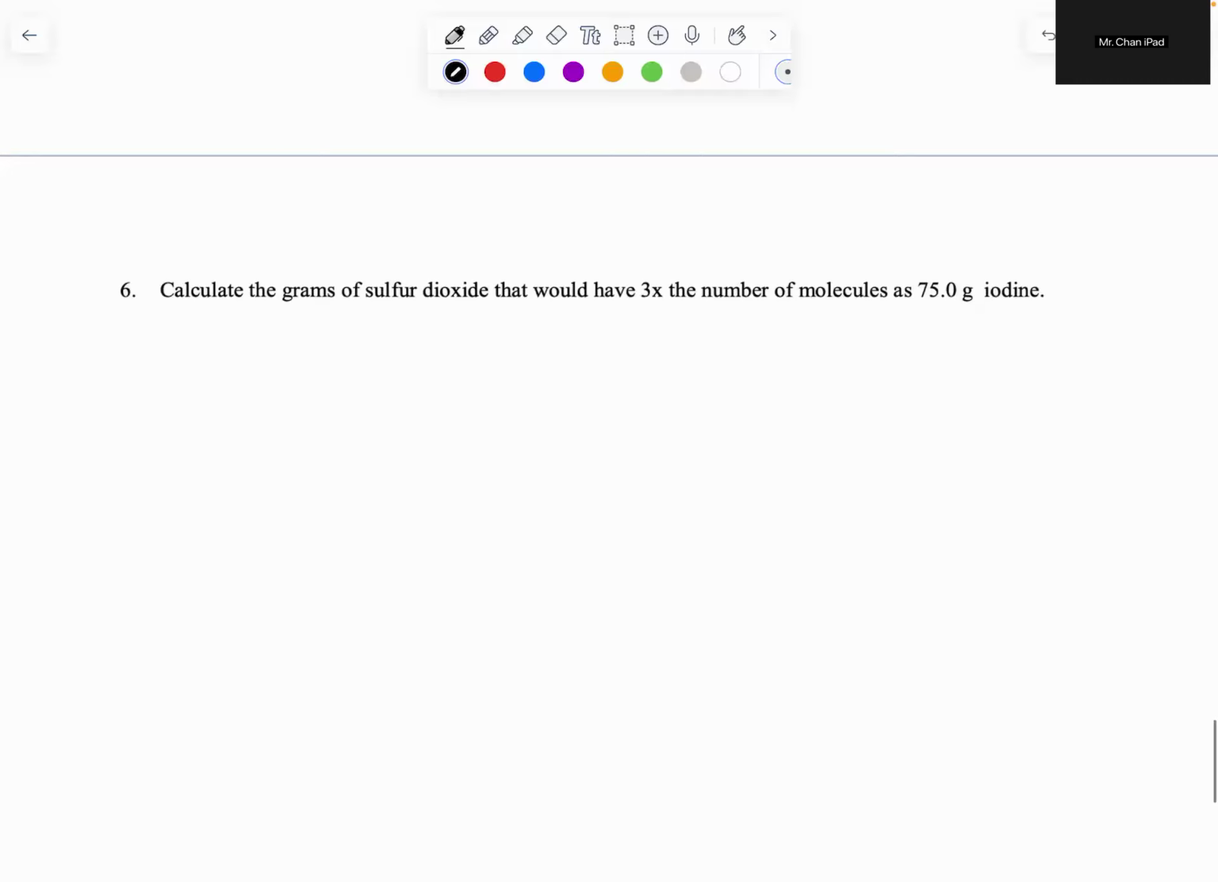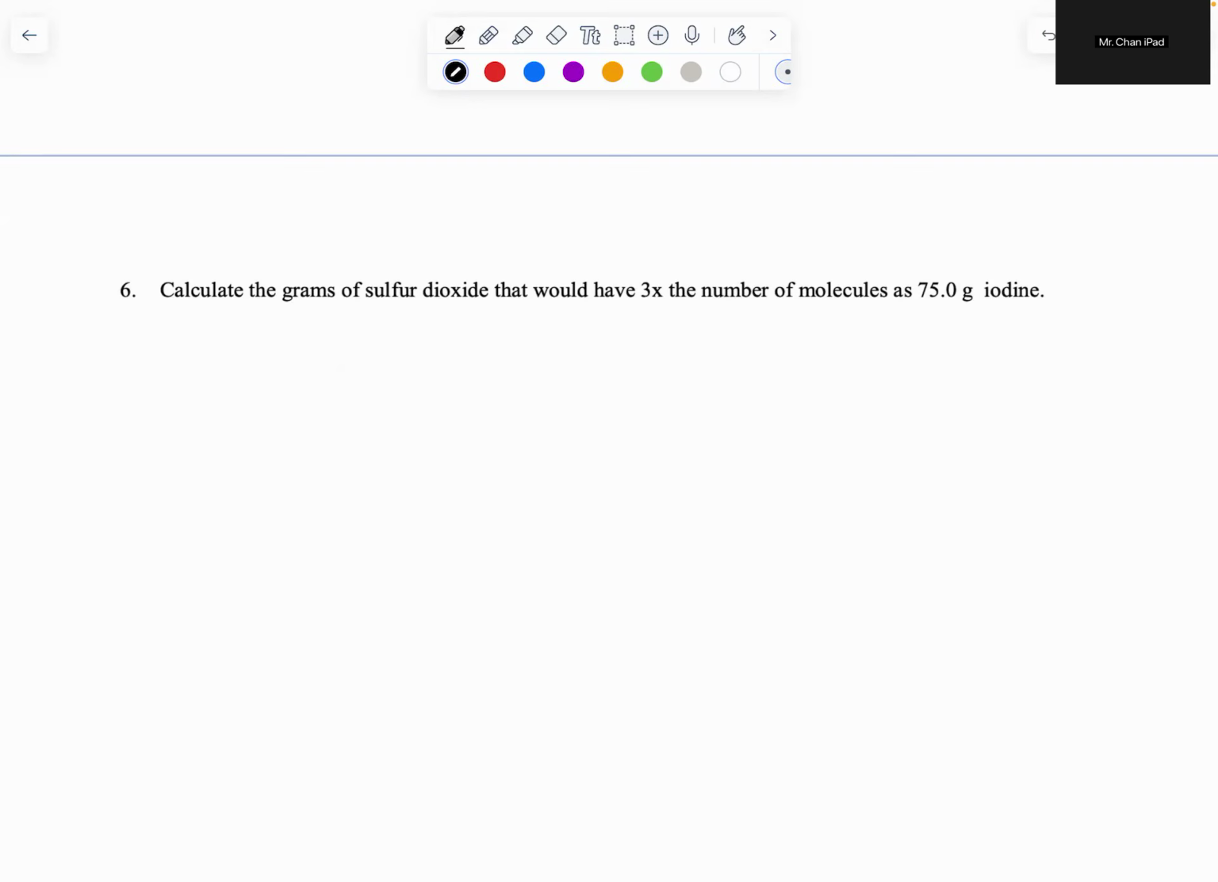All right, for the next question, number six, it says calculate the grams of sulfur dioxide that would have three times the number of molecules as 75 grams of iodine. This question is a bit intimidating to a lot of students, and I will tell you why.